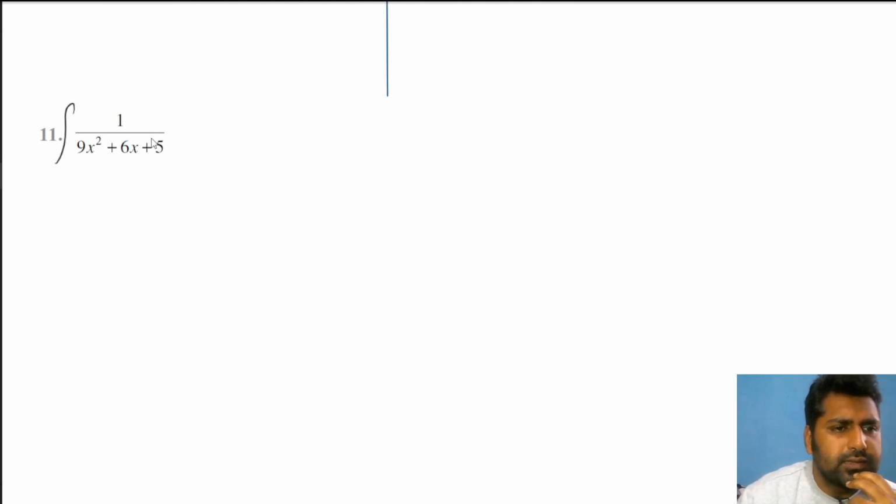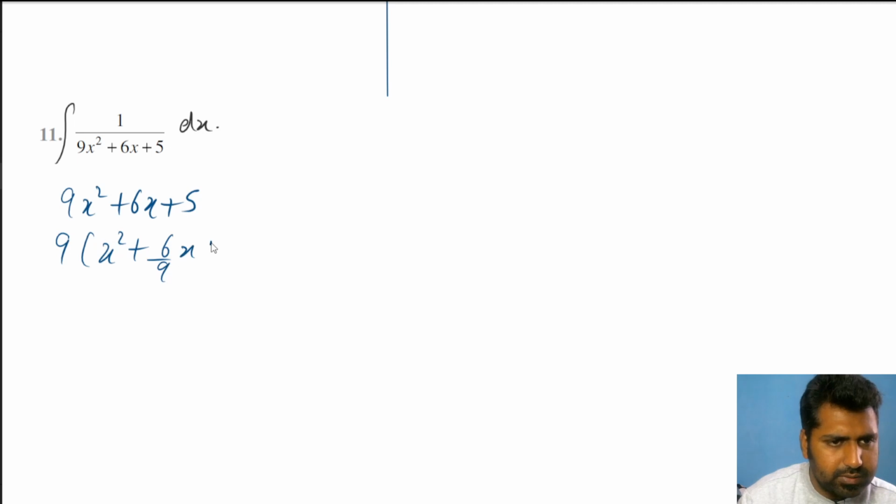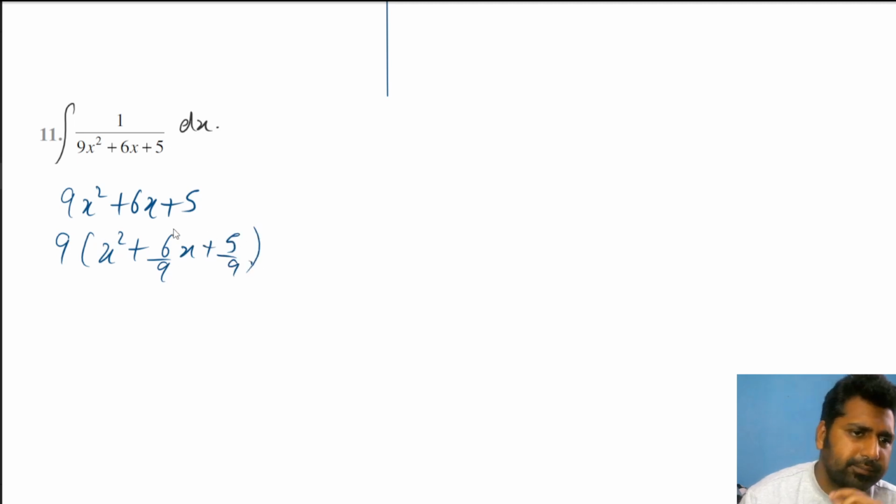Again, you see, this is again 1 upon quadratic. Whether it is 1 upon square root of quadratic or 1 upon quadratic, both follow the same thing. So make the perfect square. In order to do that, first of all, write the equation 9x square plus 6x plus 5. What is the first step? Make sure the coefficient of x square is 1. So I'm taking 9 common by force. So x square plus 6 by 9 x plus 5 by 9. Weird? I know. So this 6 by 9 becomes 2 by 3.